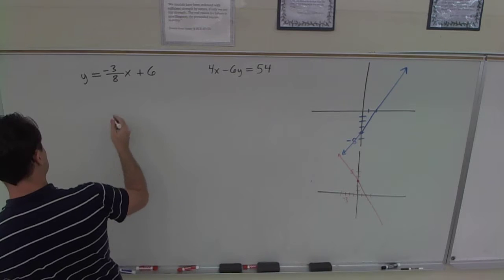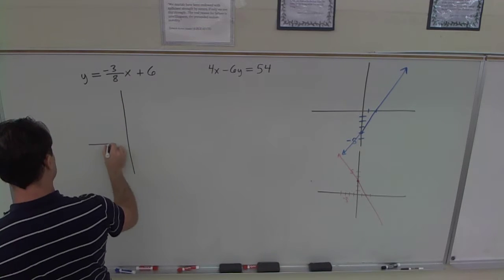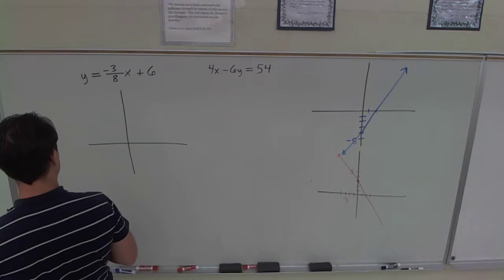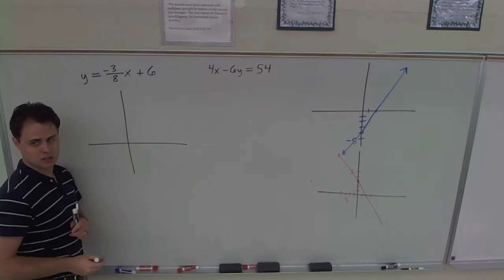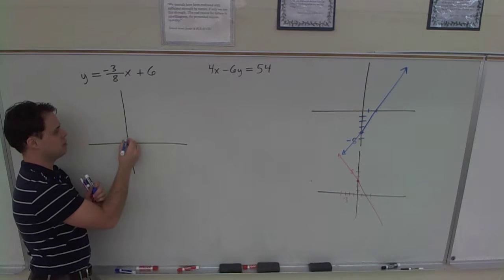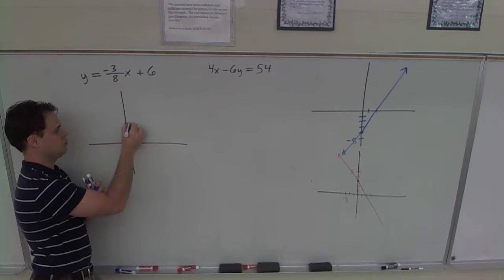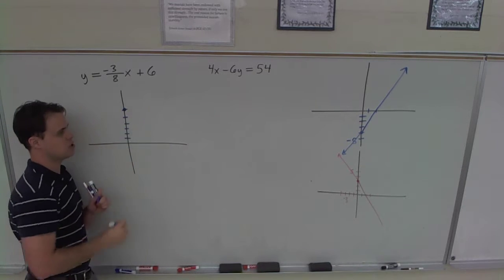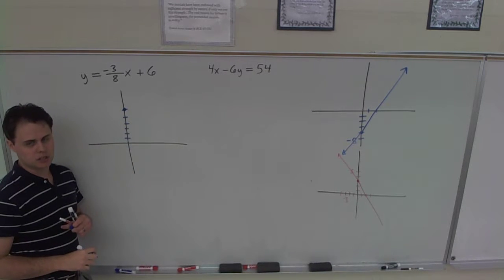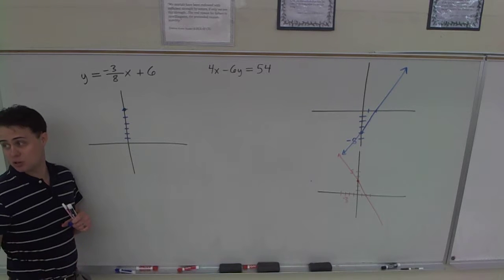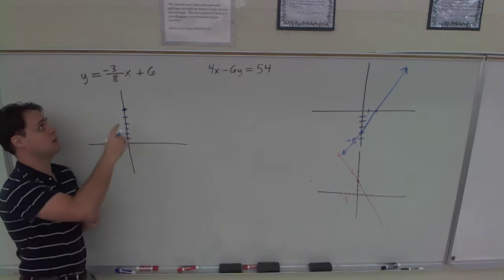Which number do I use to start with on this one, guys? B. The B, which is what? 6. So you should be starting up here at 6. 1, 2, 3, 4, 5, 6. There we go. That's one point on the line. The thing not attached to x is b. And then I'm supposed to go down 3 over 8.